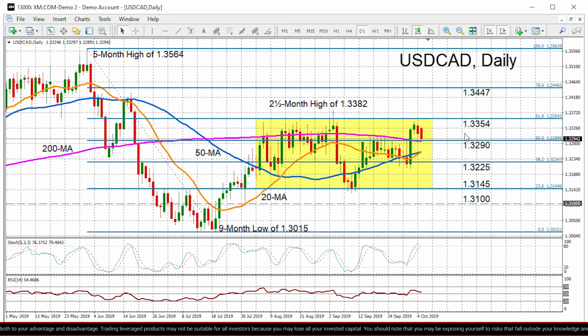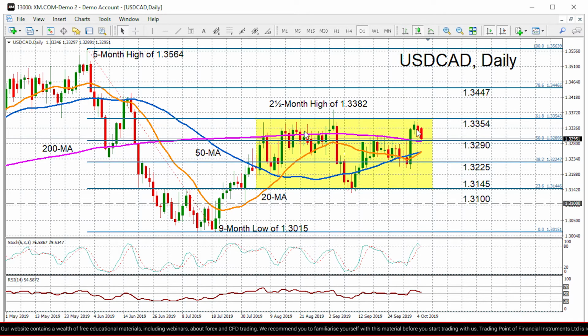On the upside, we've got the 61.8% Fibonacci. That's proven to be a very difficult resistance for the pair. It's failed several times to close above that level at 1.3354, and that's the level to watch to get a signal whether or not dollar CAD is able to turn bullish again. At the moment, though, it's still very much neutral.